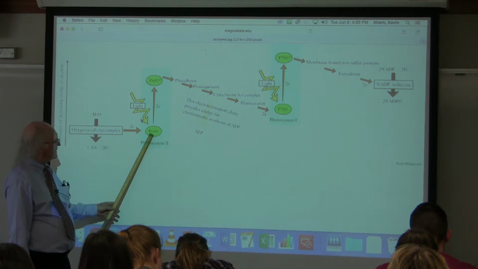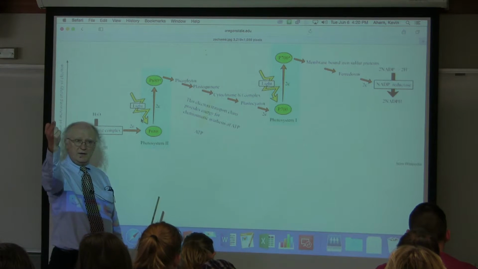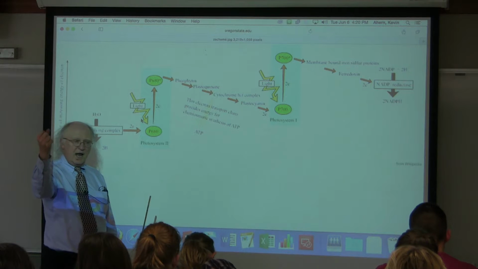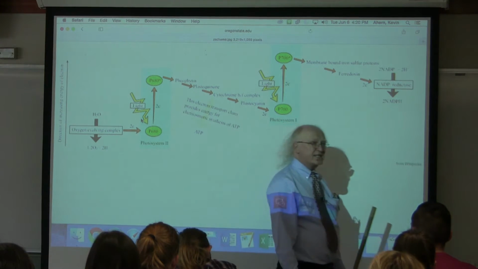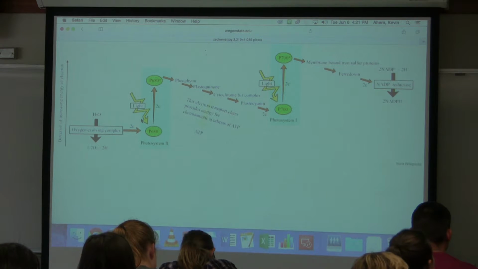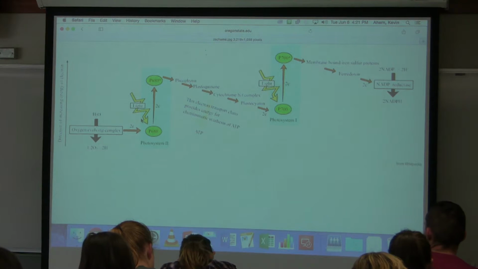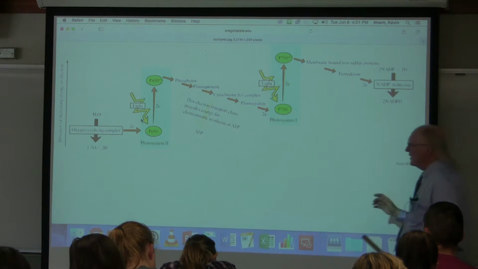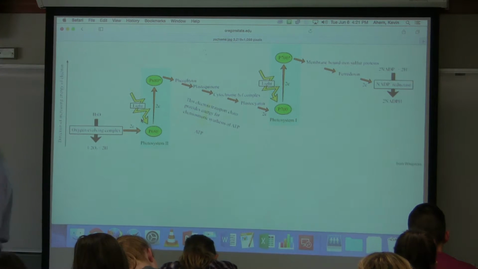When a photon of light hits photosystem 2, this photosystem has that chlorophyll sitting there, and that chlorophyll has an electron that can be excited. It gets raised to a higher energy level. That's what happens in this process. So an electron in that photosystem gets raised to a higher energy level.